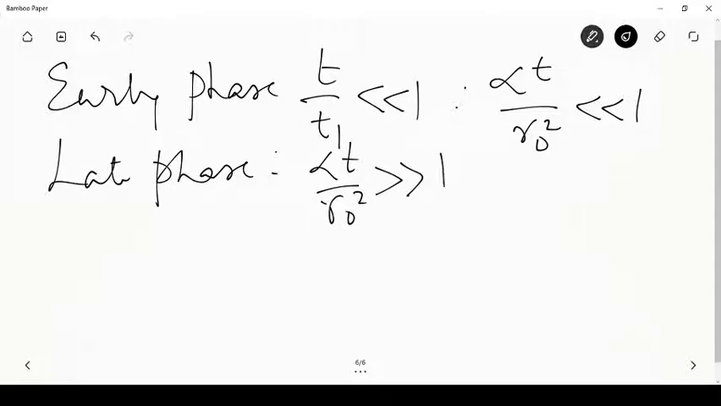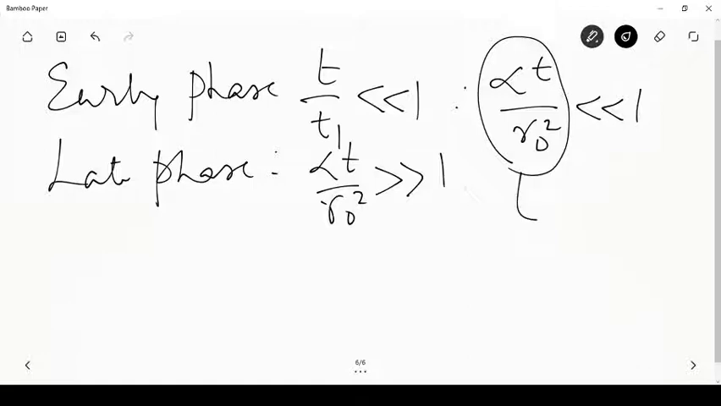Okay. Now, this alpha t by R naught squared, if you explore that, this is dimensionless because alpha is meter square per second and time is second, so meter square divided by R naught square, which is meter square. So this is a dimensionless number.